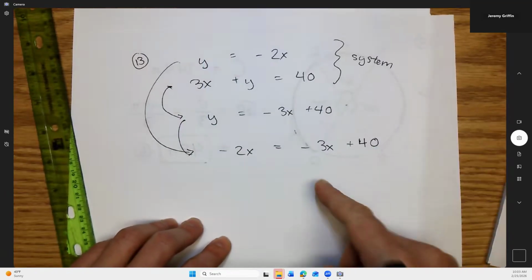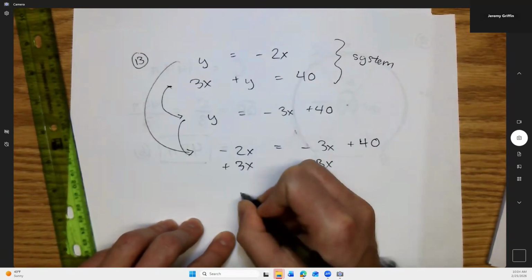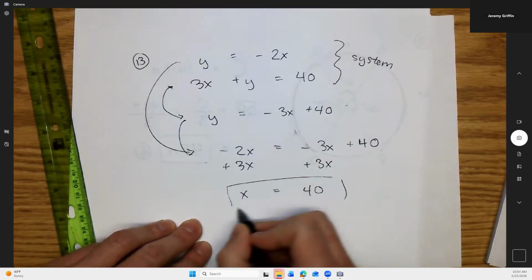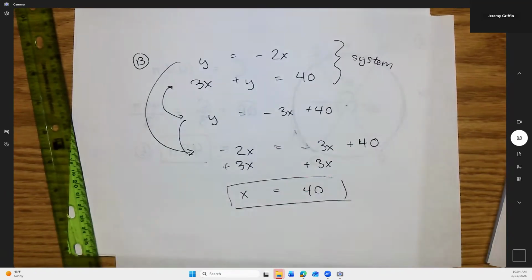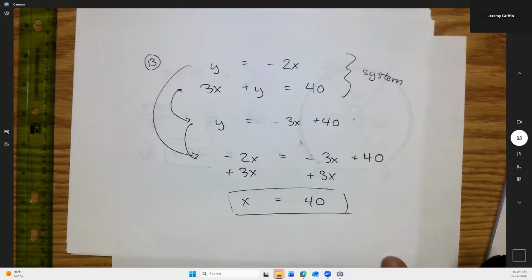All right, then add 3x over. Getting x is 40. I think that should be the answer. Make sure. 13. Yep, 13 is 40. But you had to write out the number 40. All right, you guys got 13? 40. Now for number 14. Isn't that cool?